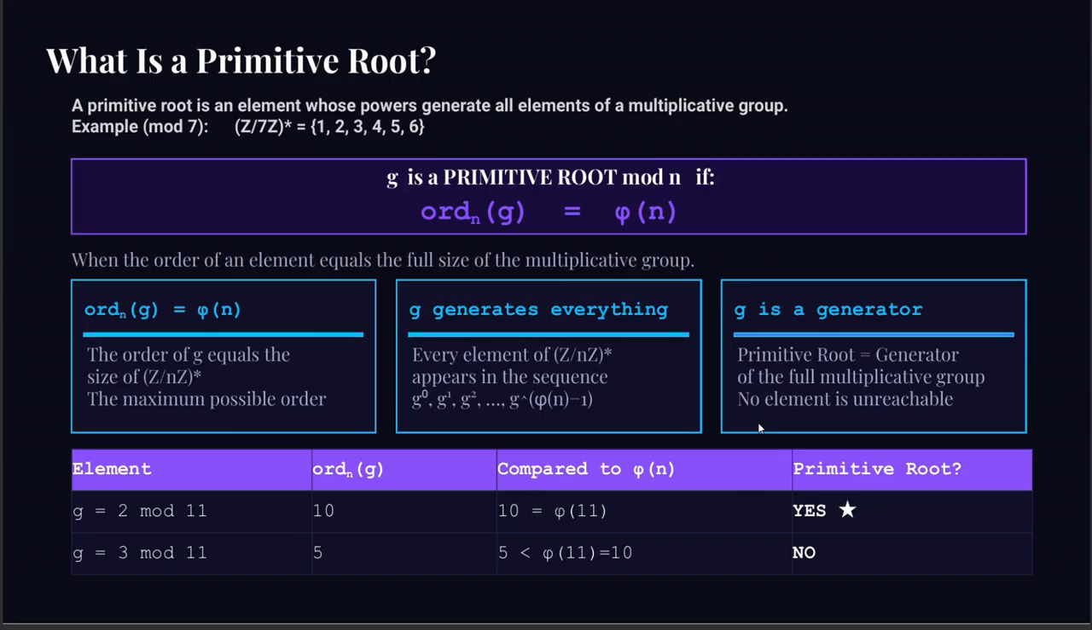Why is it called a generator? Because g raised to 0, g raised to 1, g raised to 2, up to g power phi of n minus 1, produce every element of the group. For example, for modulo 11, phi of 11 equals 10. The order of 2 modulo 11 equals 10. Hence 2 is a primitive root. But 3 modulo 11, its order is 5, which is less than 10. So it is not a primitive root.